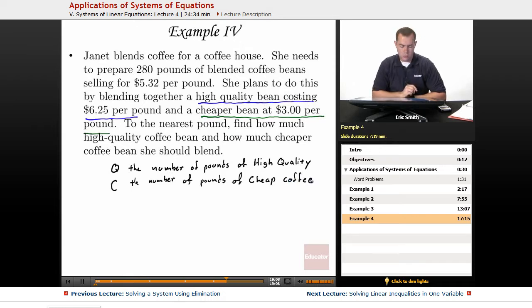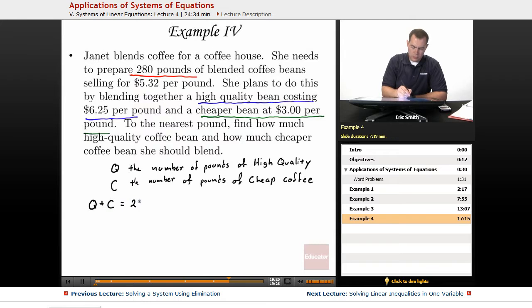Okay, so we're going to try and set up how many pounds of each of these we need. One of the first bits of information that will really help is that we know we have a total of 280 pounds. So the number of pounds for my high quality coffee plus the number of pounds for my cheaper coffee better equal 280 pounds. So this entire equation just deals with pounds.